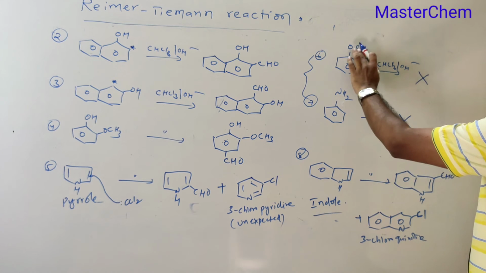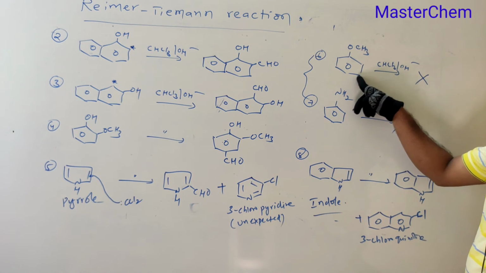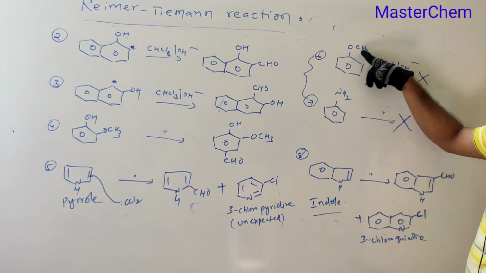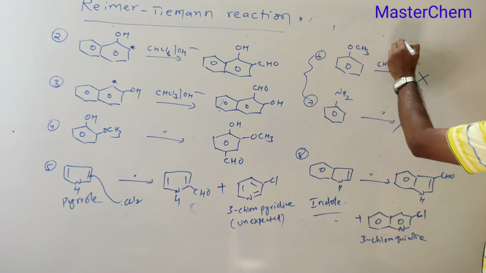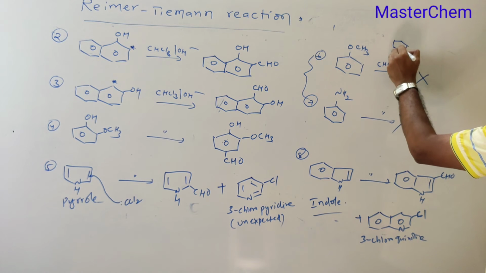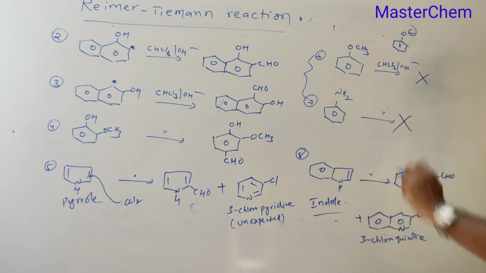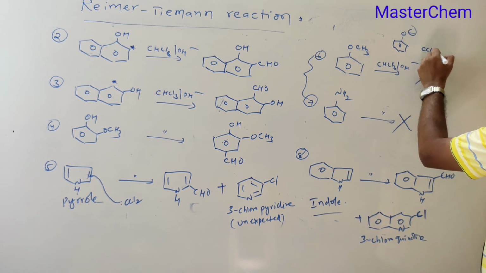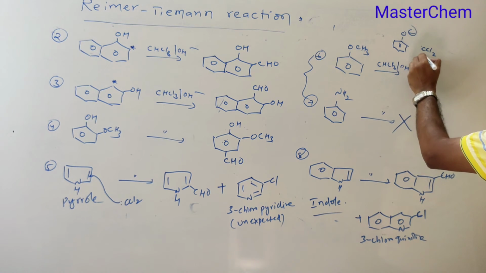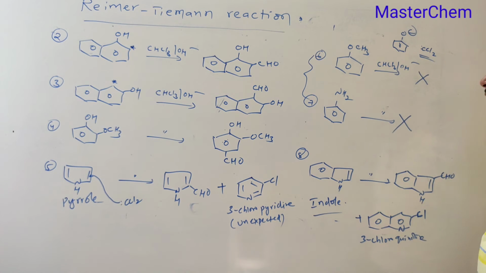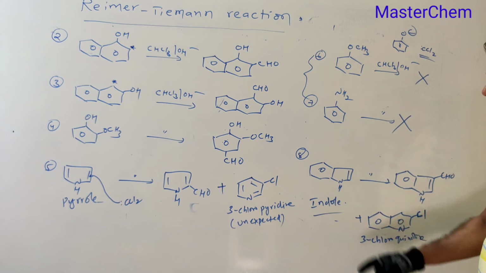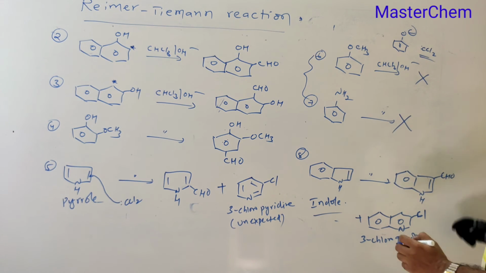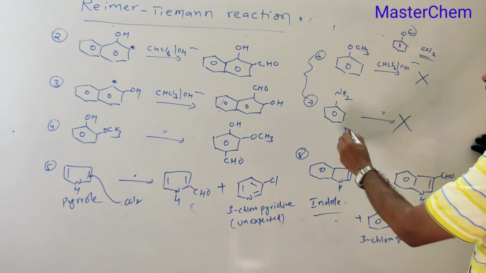What is the reason? This is not a phenol, it is methoxybenzene. So here there is no formation of phenoxide ion. If phenoxide ion is not formed, then it can't react with dichlorocarbene. That's why there is no Reimer-Tiemann reaction for methoxybenzene, or anisole.